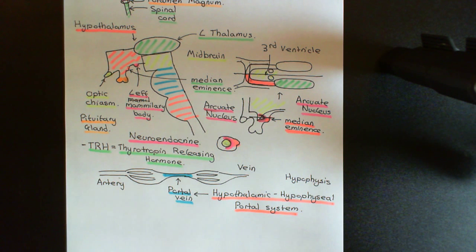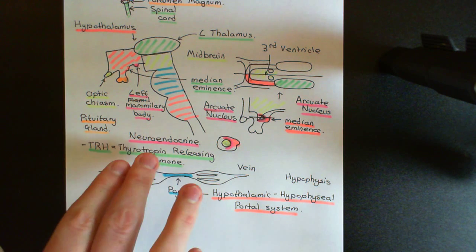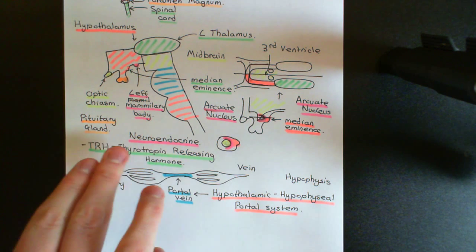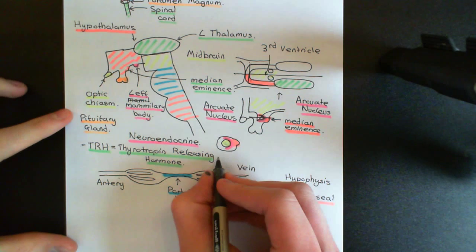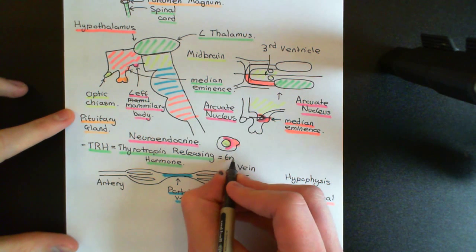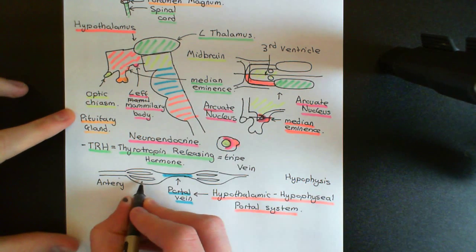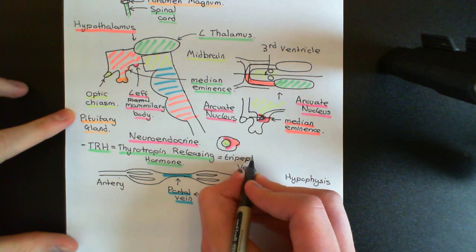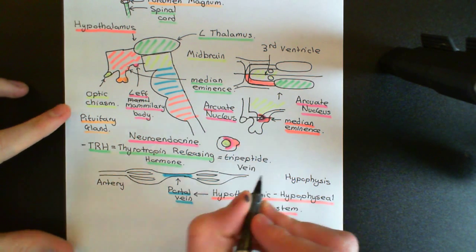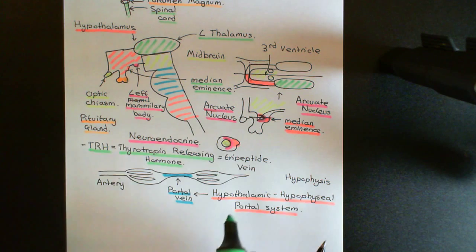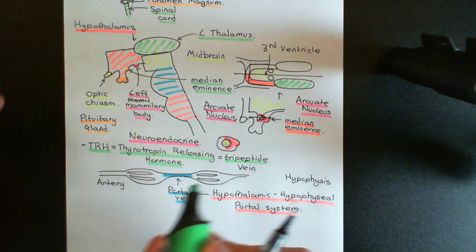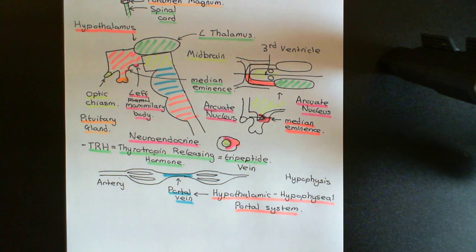Okay, so what's going to happen is the median eminence and the arcuate nucleus then are going to be releasing this hormone, which is a tripeptide. It's made of 3 amino acids, which is thyrotropin releasing hormone. Okay, and they're going to be releasing it into their capillary bed here, and it's then going to go through the hypothalamic-hypophyseal portal system to the anterior pituitary, and it's going to work on cells of the anterior pituitary. Now, the specific cells in the anterior pituitary it's going to work on are known as thyrotropes.